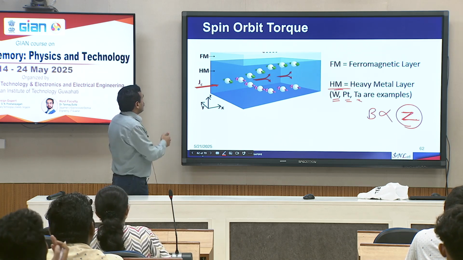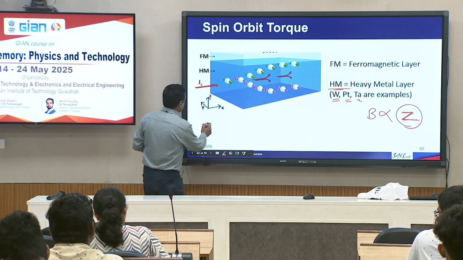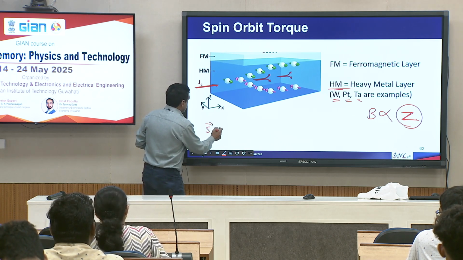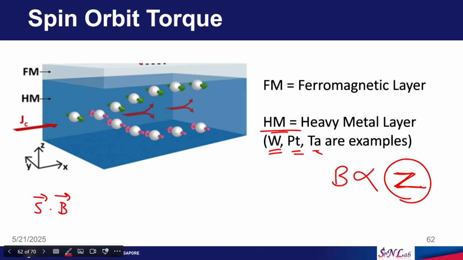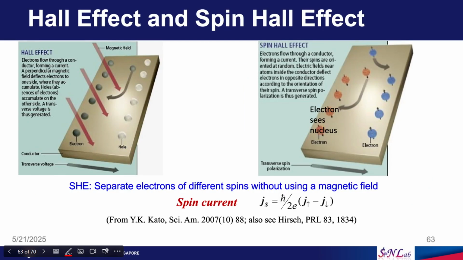Okay. So, because of the spin orbit interaction, I told you that it is spin dot B, right. So, one type of spin will have one energy, another type of spin will have another energy. Okay. So, because of that, when you send a current through a heavy metal layer, one type of electron will go to one side, another type of electron will go to the other side. Okay. So, this is called the spin Hall effect. Okay. So, normally what do you say when you say Hall effect?